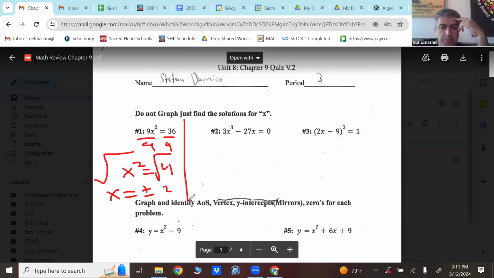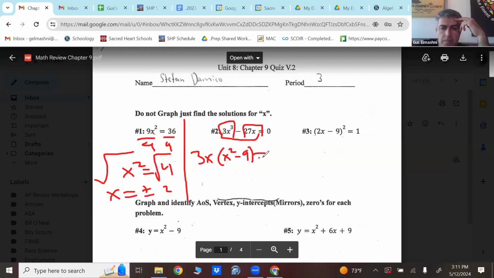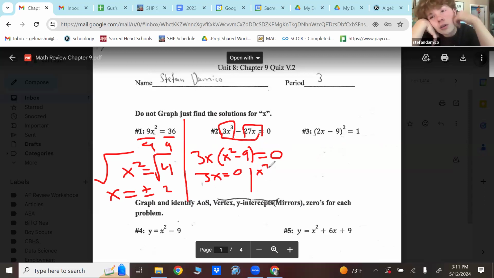Okay. Now, for this one, sometimes factoring could be good if you can factor. What can you pull out of this? 9. No. Oh, well, 3. 3 and what else? What else do they have in common? 1. X. X, right? So by doing that, you set each factor equal to 0.